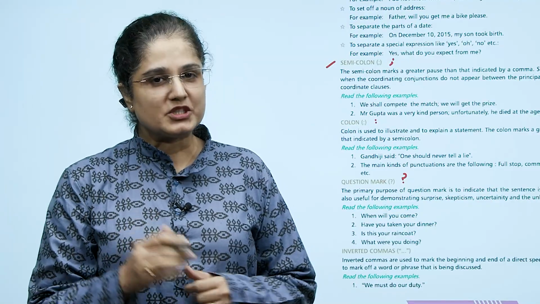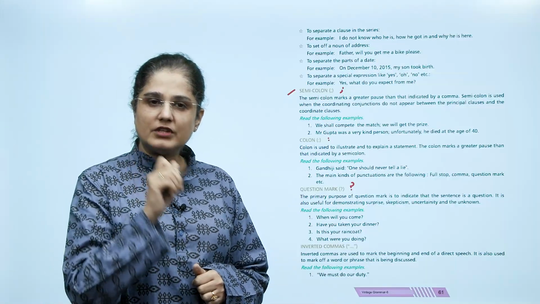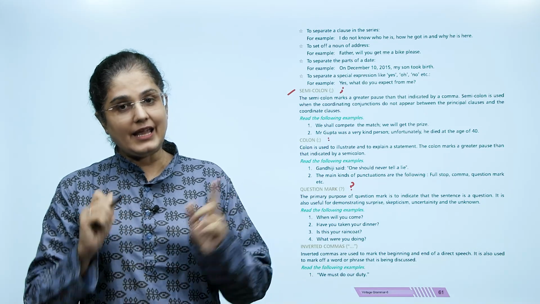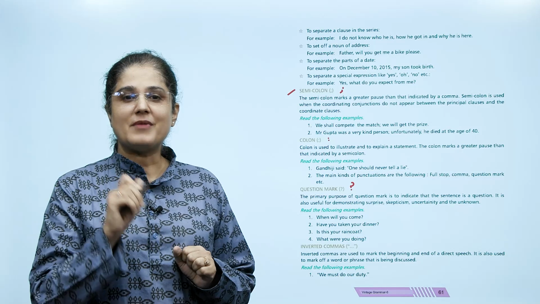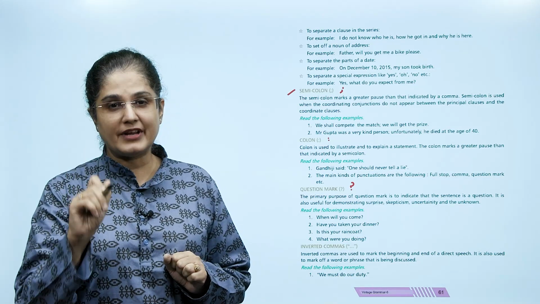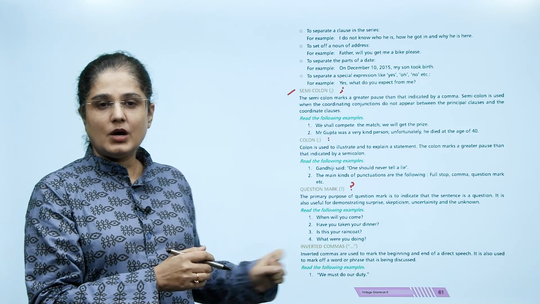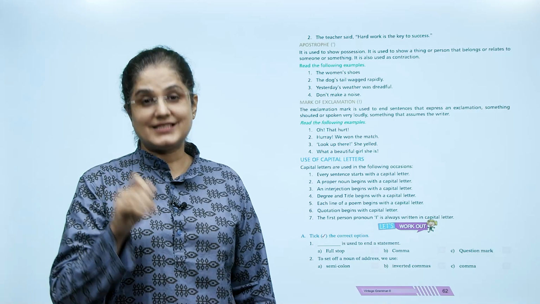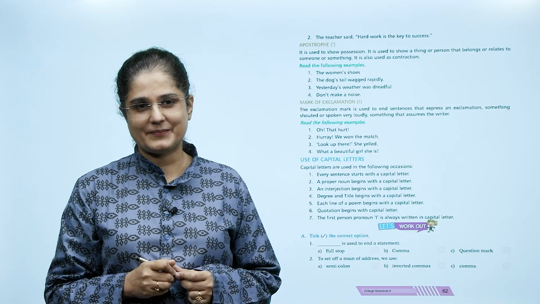So the next punctuation marks are the inverted commas. Now inverted commas are used to mark the beginning and end of a direct speech. It is also used to mark off a word or phrase that is being discussed. For example, we must do our duty. The teacher said, hard work is the key to success.